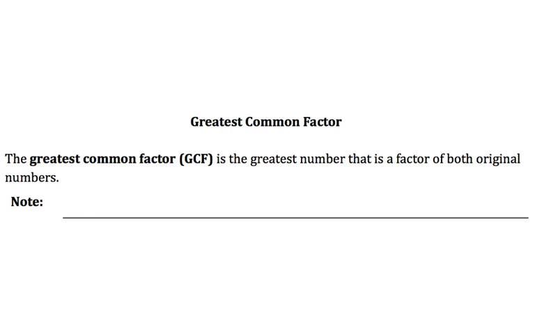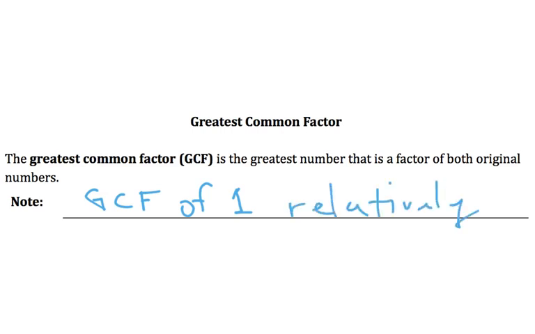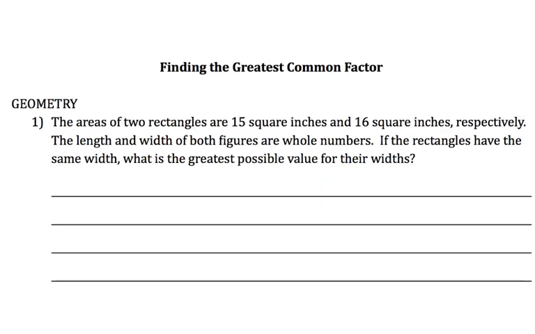The greatest common factor is the greatest number that is a factor of both original numbers. And this little note here is if you have a couple of integers or two monomials that have a GCF of 1, there's a special word for what we call those things, and they are relatively prime. So that's just kind of a different sort of categorization. So if it's got a GCF of 1, they are relatively prime, excuse me. Alright, so here's how you define the greatest common factor.